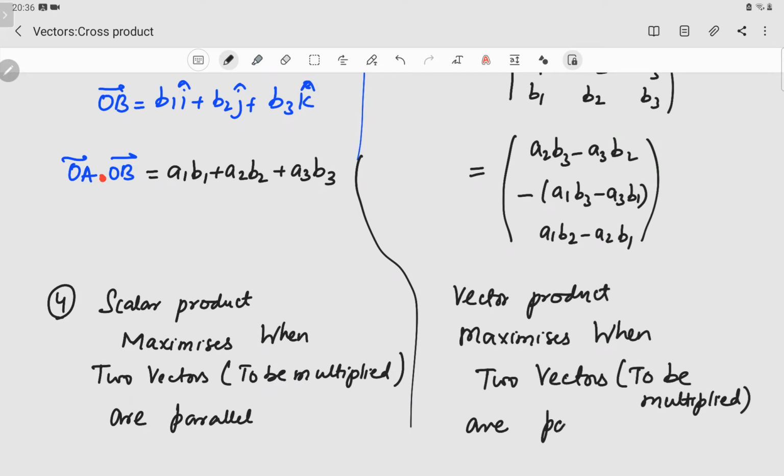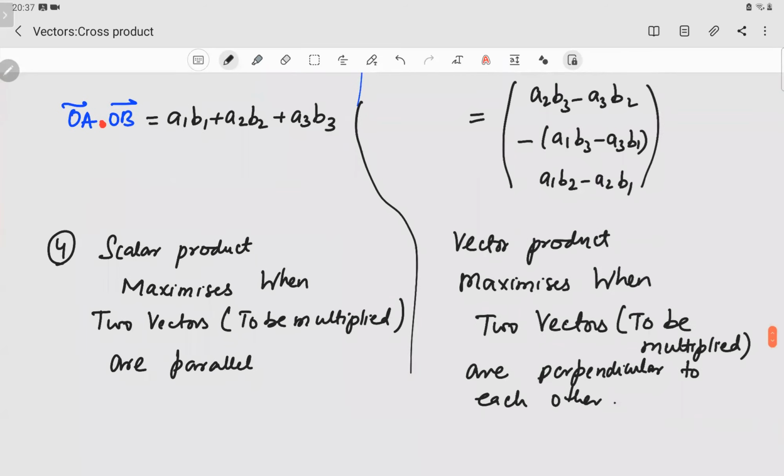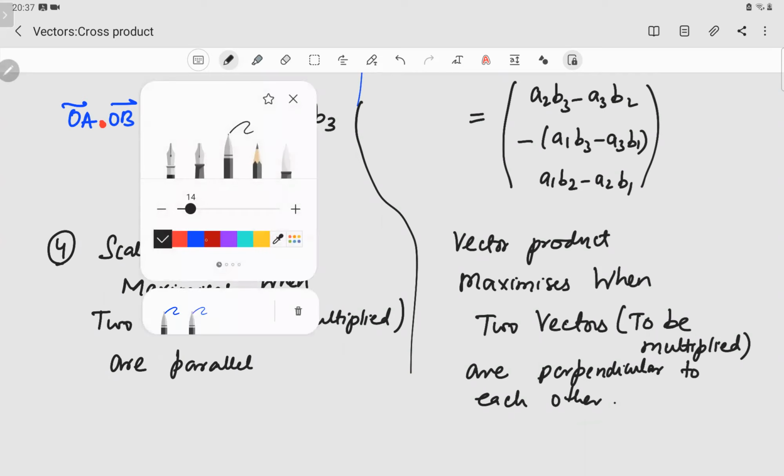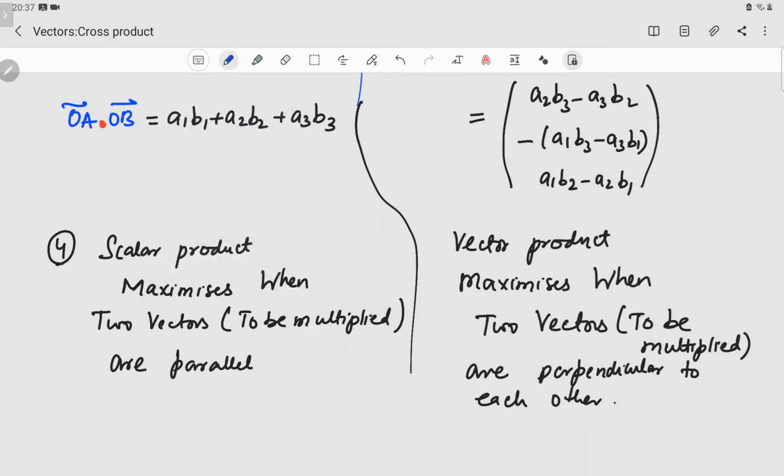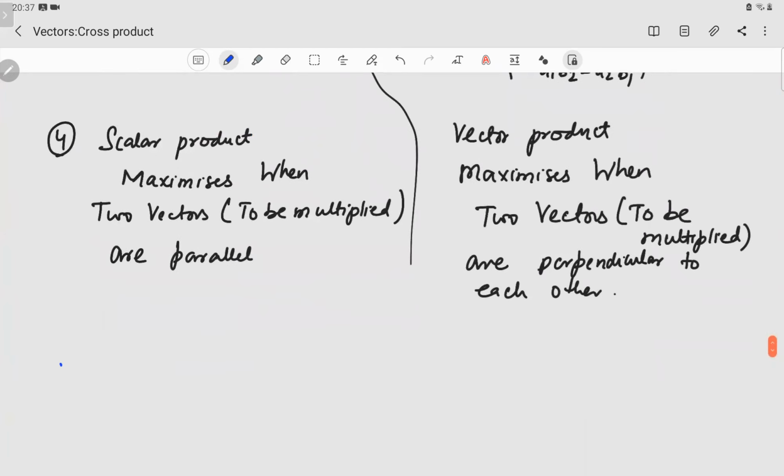Are perpendicular to each other. And note that if they are perpendicular to each other, their product is still perpendicular to both. So that means vector product maximizes when the two vectors to be multiplied are perpendicular to each other. Okay. Now consider, I haven't yet defined them. I haven't defined cross product yet.